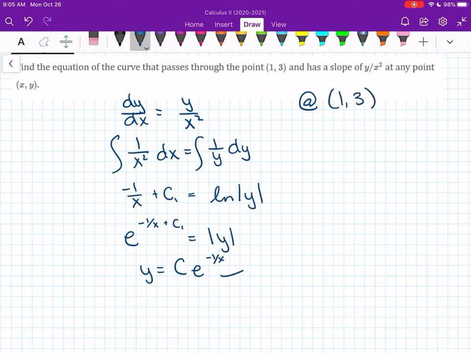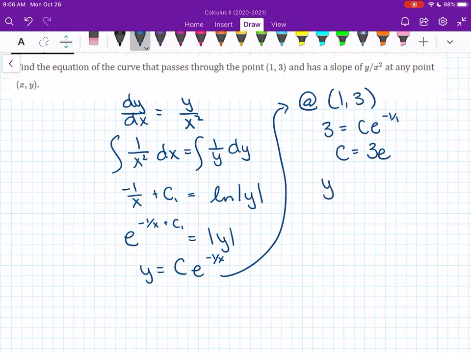And so now if I look at my point 1, 3, I get 3 equals c e to the negative 1 over 1. So then I get c equals 3e. So now my equation is y equals 3e times e to the negative 1 over x.